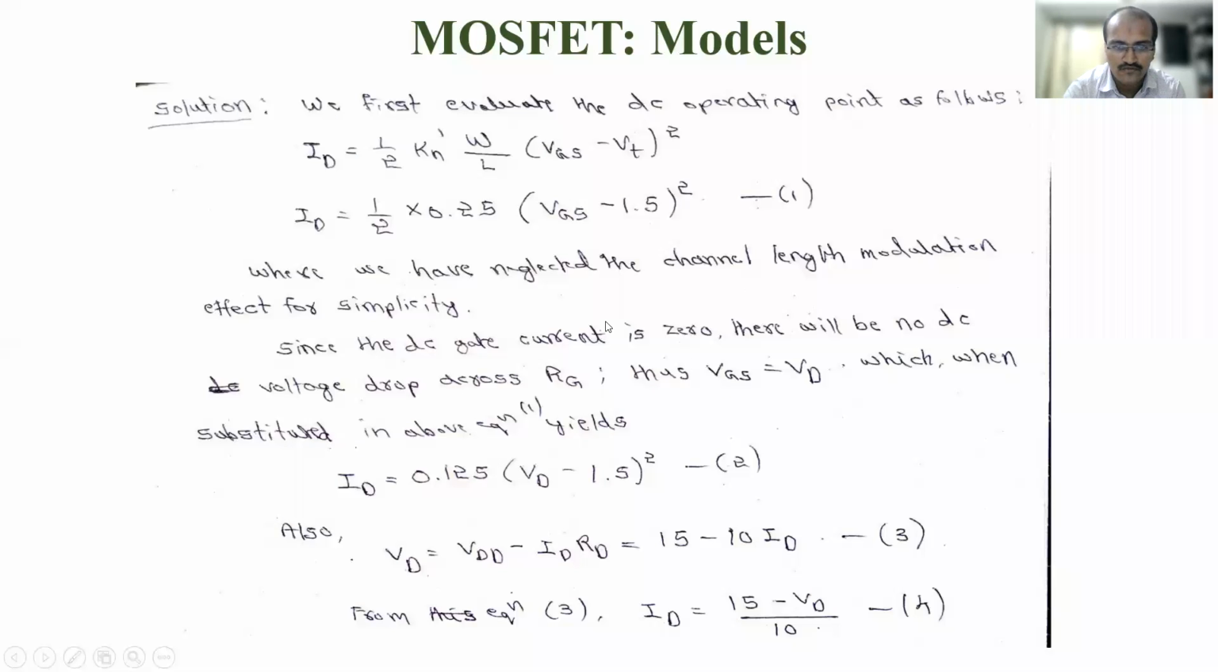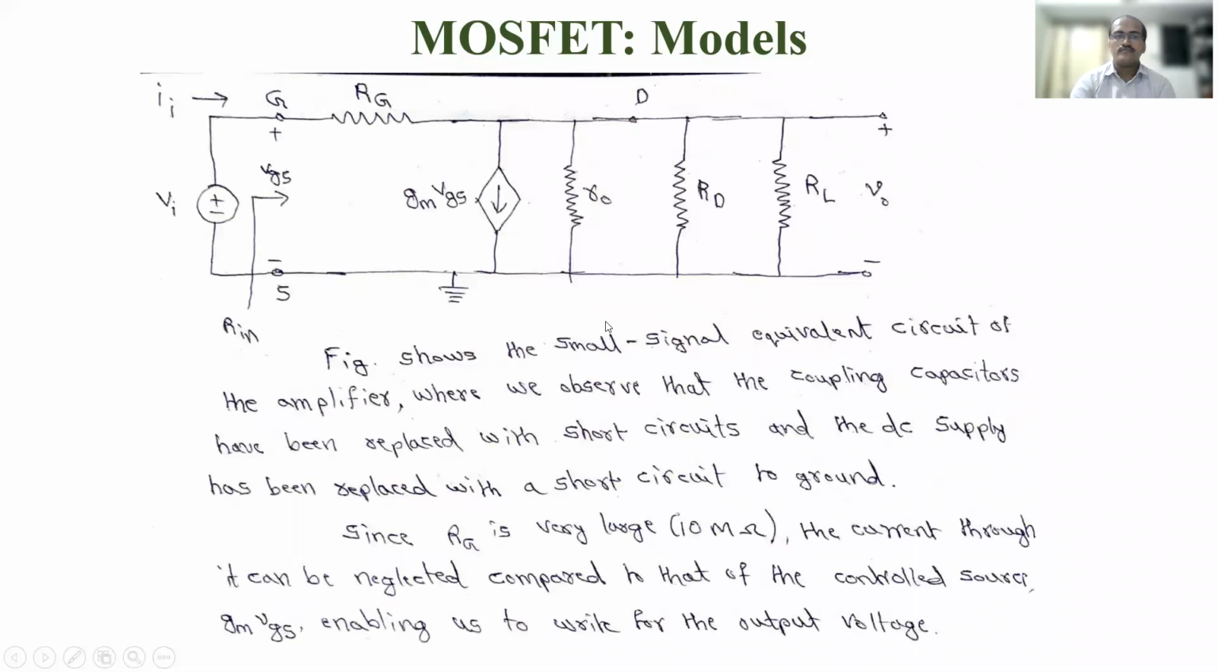Hope you understood. So this is the calculation. Just the explanation: the figure shows the small signal equivalent circuit of the amplifier, where we observe that the coupling capacitors have been replaced with short circuits and the DC supply has been replaced with a short circuit to ground.